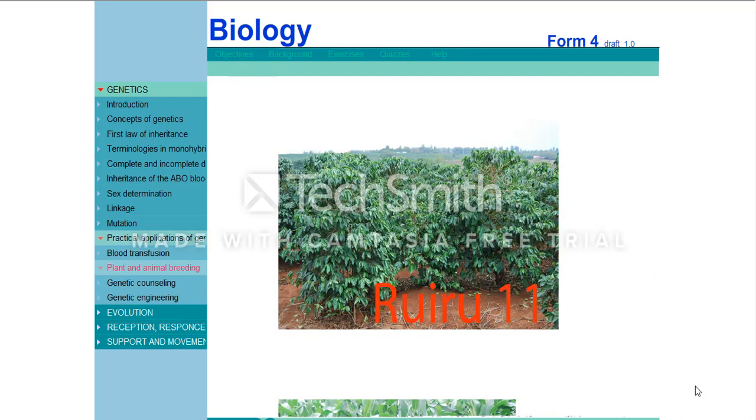Improved resistance to pests and diseases. The photograph shows Ruiru 11 coffee breed, which is resistant to some diseases such as coffee berry disease.